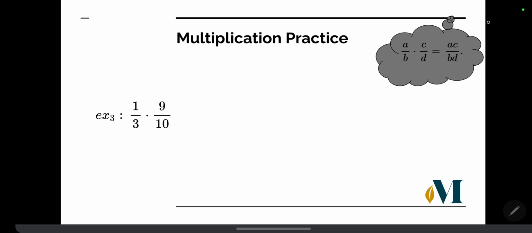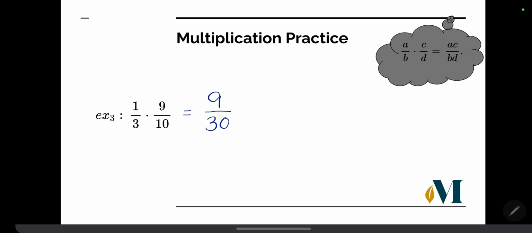Here's another practice problem. I encourage you to pause the video and try it for yourself. And when you've got it, just play it and let's see where we are together. So we have 1/3 and 9/10. We can multiply these two fractions by first multiplying our numerators, 1 times 9, that'll give us 9. And then 3 times 10, our denominators, will give us 30.